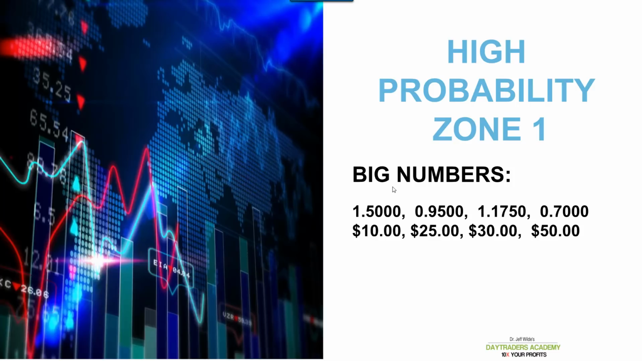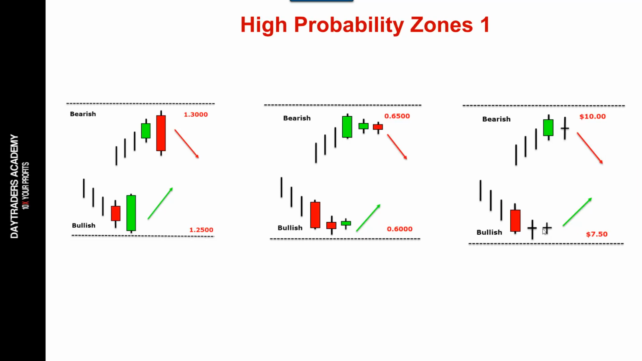What I mean by that is, let's say the British pound could be trading at 1.5000. Maybe another market trades at 0.9500, or maybe the euro at 1.1750. The Australian dollar could trade at this number. Big numbers in stocks like $10, 25, 30, 50, 100. These are big round numbers. So let me give you an example.